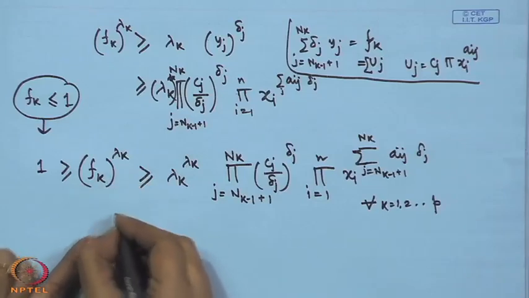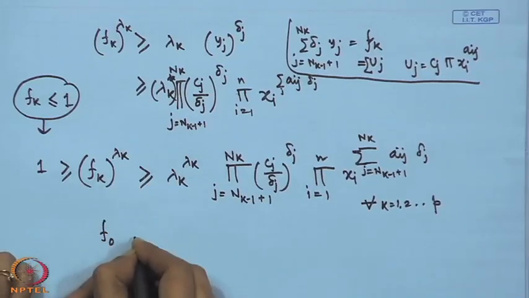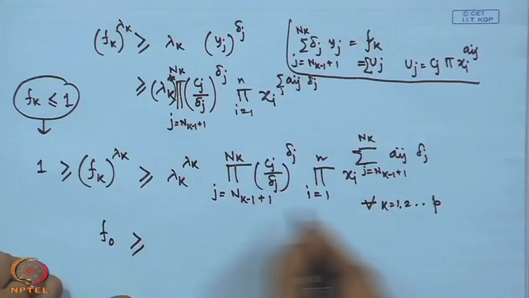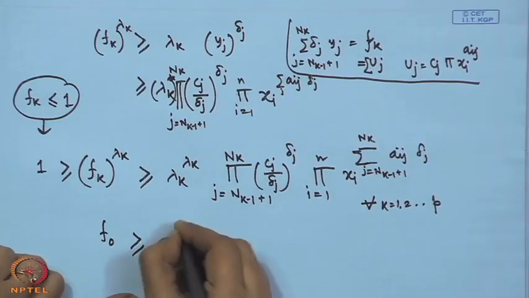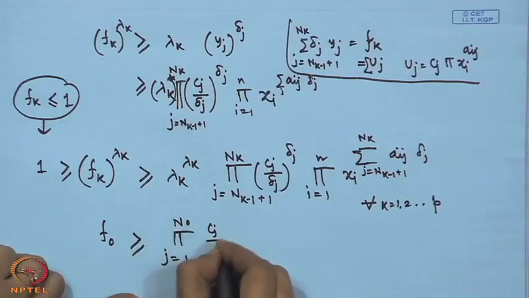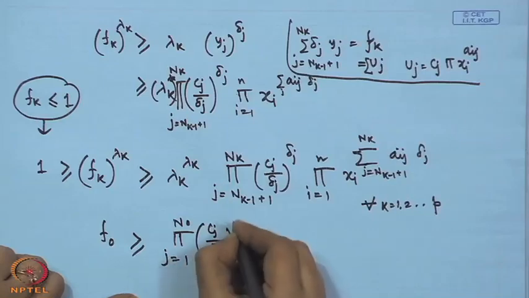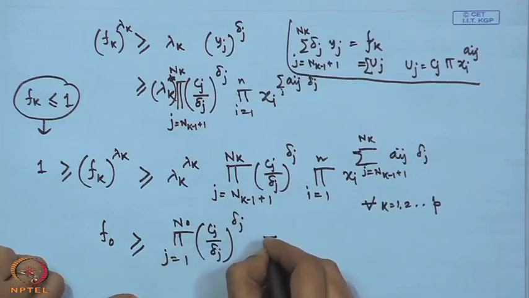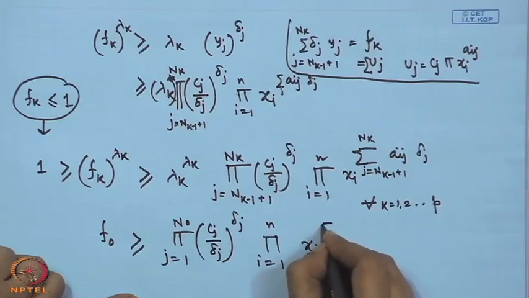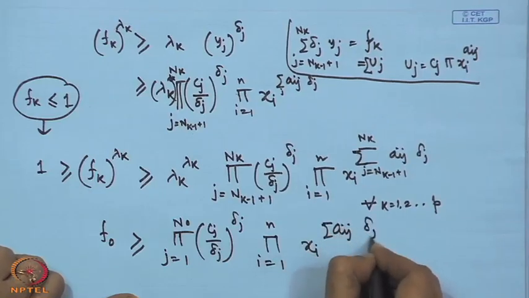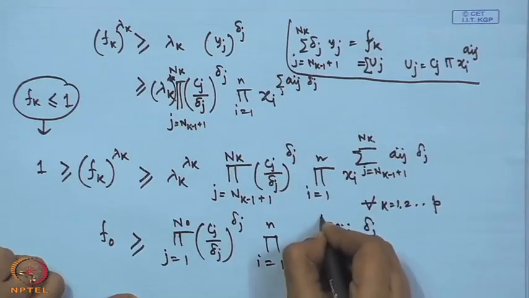And if you remember, from the objective function we got f naught greater than or equal to, in a similar fashion, another set: the product over j equal to 1 to n naught of cj by delta j to the power delta j, and the product over i equal to 1 to n of xi to the power of the summation of aij delta j, j equal to 1 to n naught.